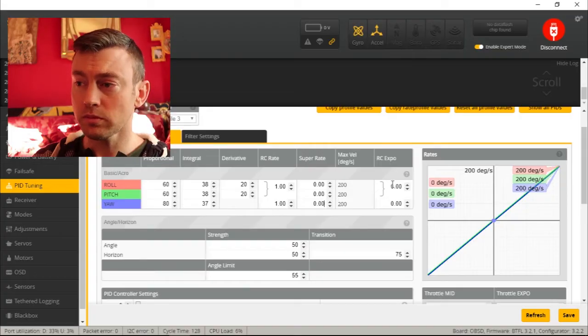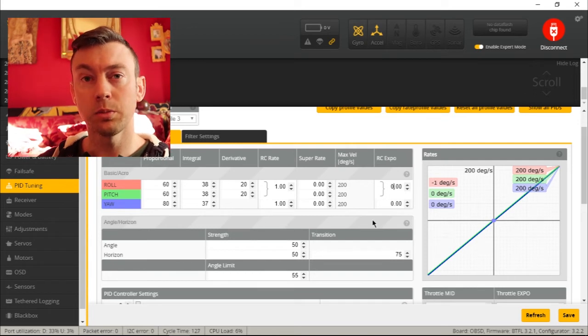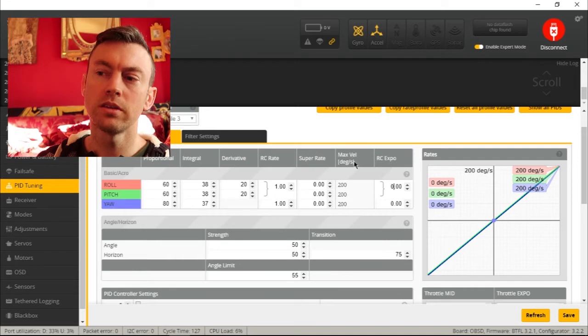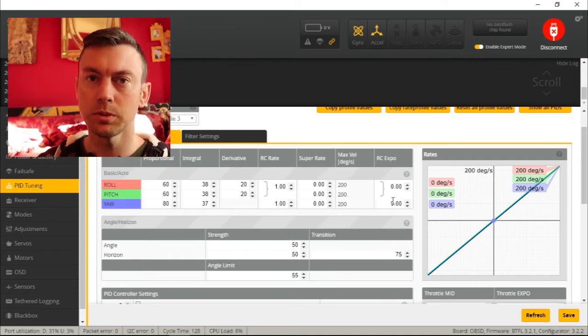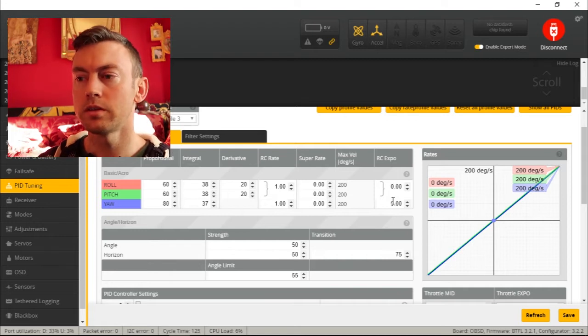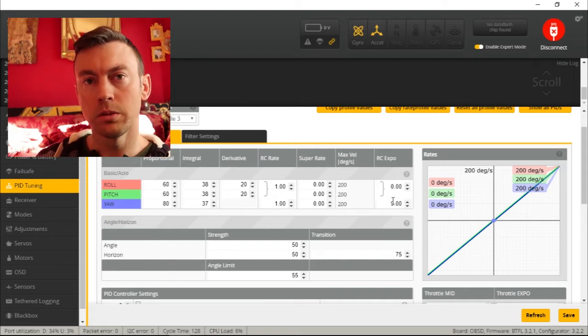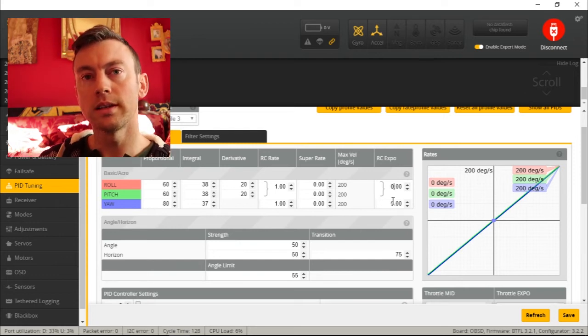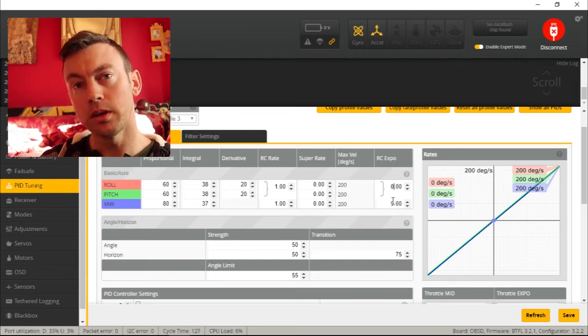What I'm going to do now, while it's set there to 0, is show you the effect of the RC Expo. The interesting thing here, and the point to really note, is that the max velocity, or the degrees per second, is in the column to the left of the RC Expo, and that gives you a hint as to what this is going to do. Effectively, when we add this on, the degrees per second is going to stay largely unchanged, but we're going to introduce some exponential.